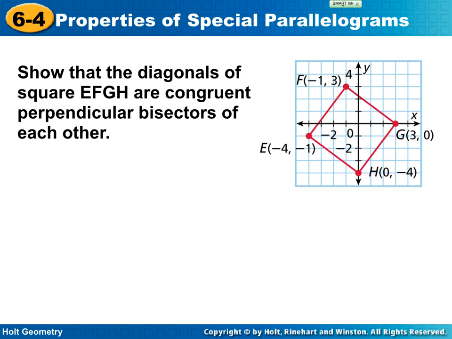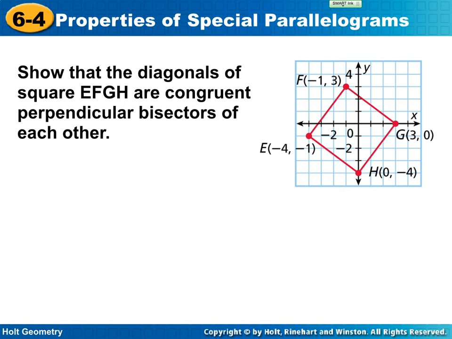So what will help you show diagonals congruent? What formula can we calculate? That would be the distance formula. To show they're perpendicular, we can determine using slope. So you'll find the slope of the diagonals. You want them to be opposite sign reciprocals.